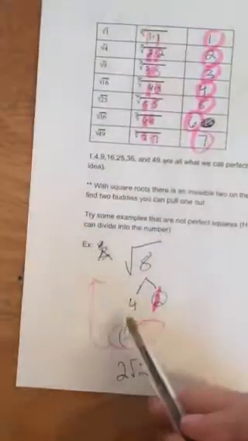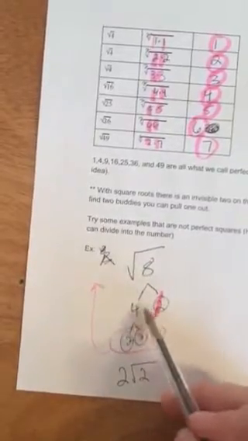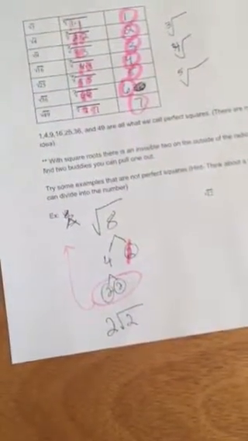Okay? And 4 you could also think of as a perfect square. The square root of 4 is 2, so I can pull that out. Okay? Whoops, sorry guys. My setup here isn't as good today.